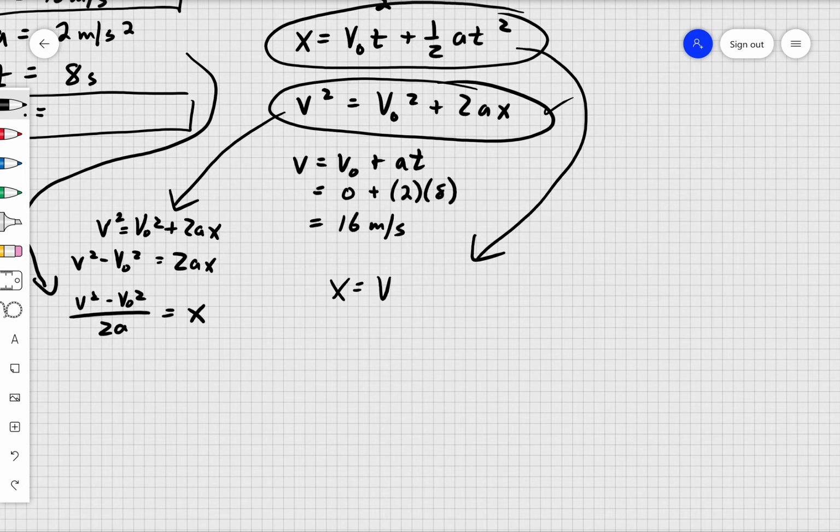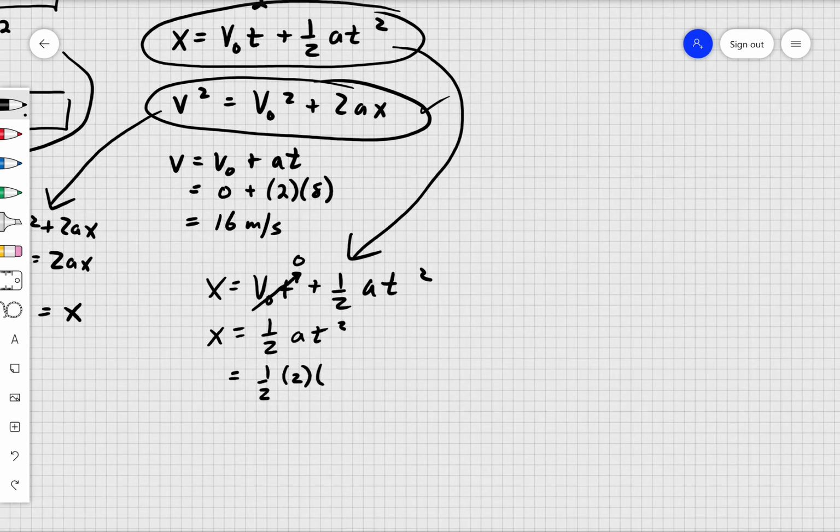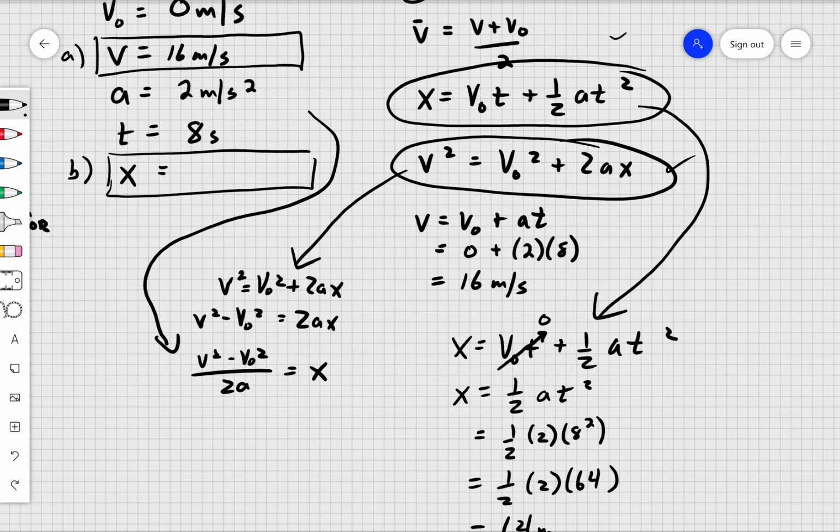So x is v naught t plus a half at squared. V naught was a 0, guys, and I'm pretty certain that 0 times any amount of time is going to be 0. So x is now 1/2 at squared. The acceleration we know was 2, and the time was given as 8, and that one is squared. So that's 1/2 times 2 times 64. If I'm not mistaken, that's about 64 meters. And that gives us our displacement.